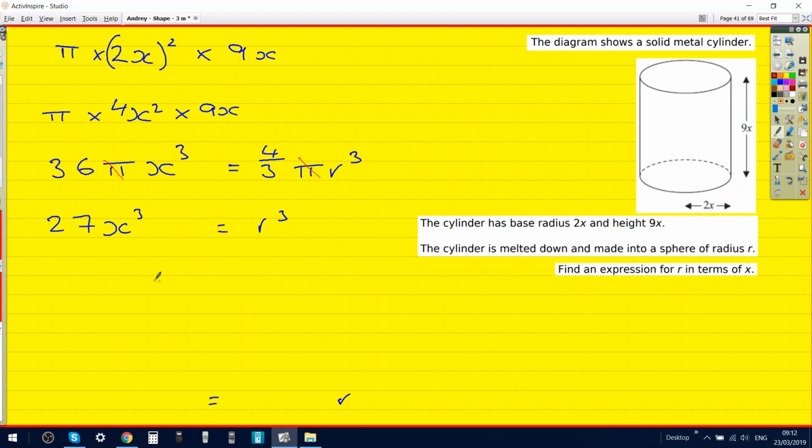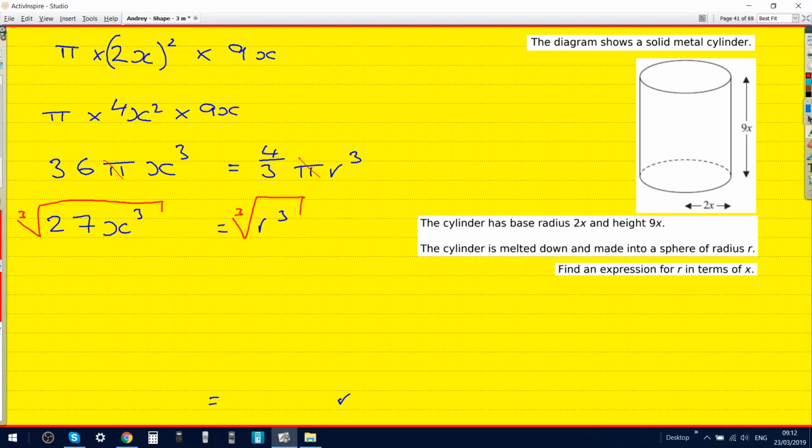Do I cube root 27x cubed? Yeah. So r equals? Is it 3x? Yep, that's it. r equals 3x.